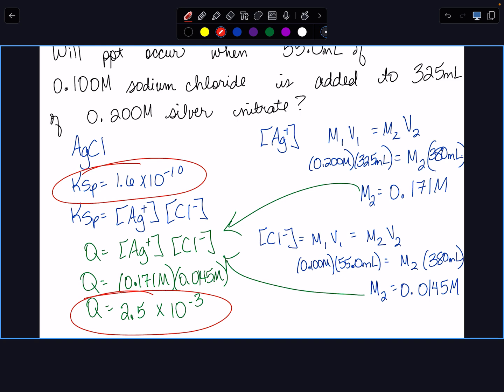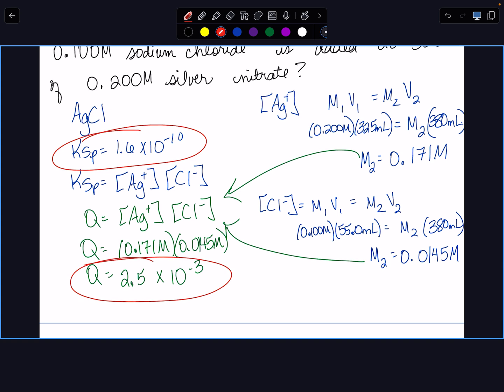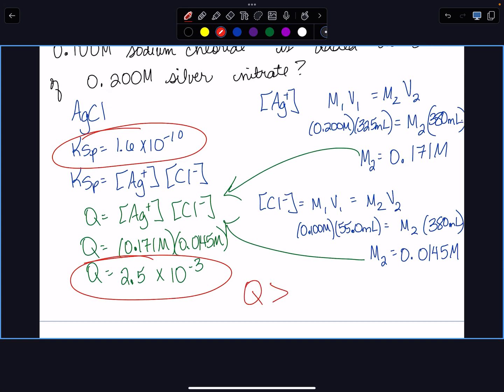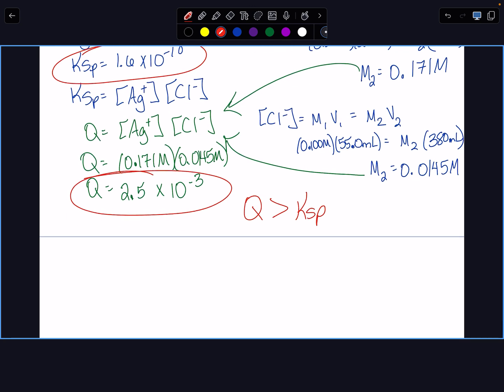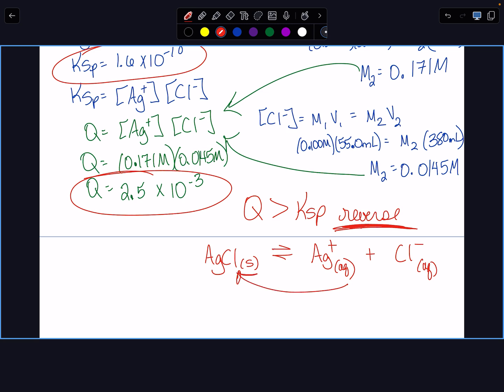Clearly, which one's bigger? Q. If Q is larger than the KSP, then which direction is the reaction going? It's going in reverse. What reaction are we talking about? Y'all, this is the reaction that we're talking about, isn't it? Because you would need more reactants in that equation to make it go back towards the reactant side, because they're in the denominator, right? So if Q is bigger than the KSP, I heard y'all say it, you all agree that it's going in reverse, correct? What does reverse do?